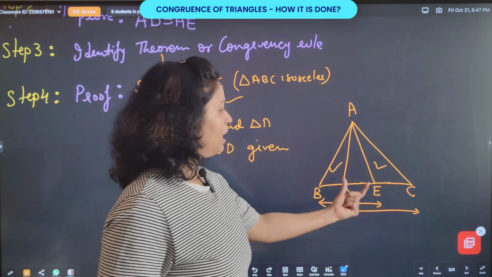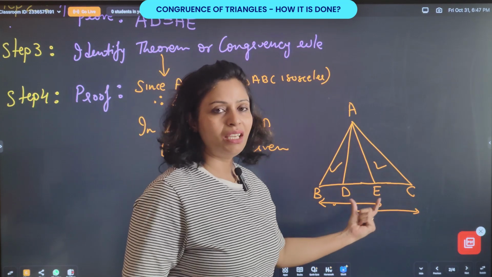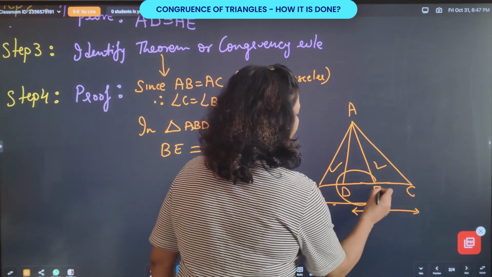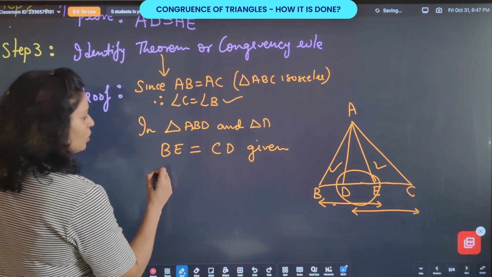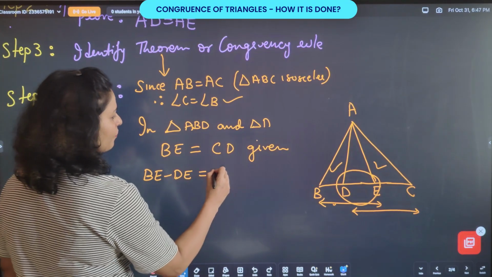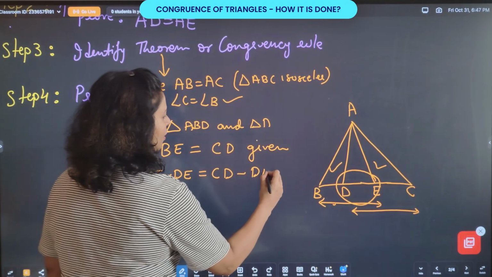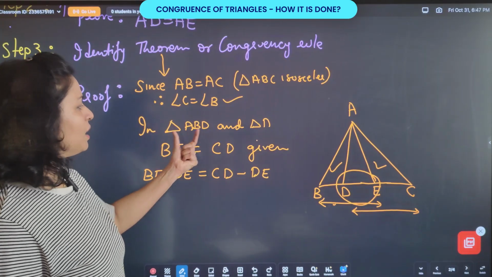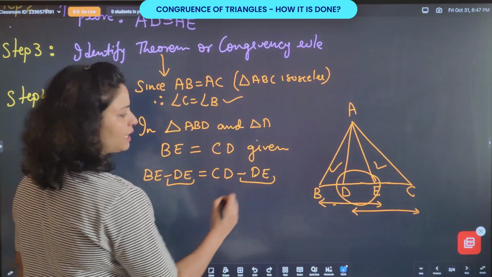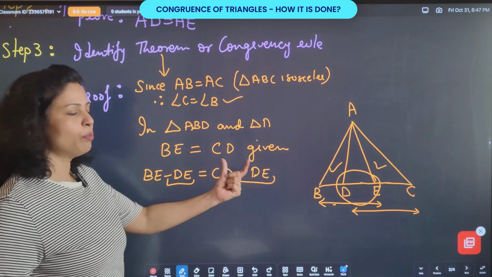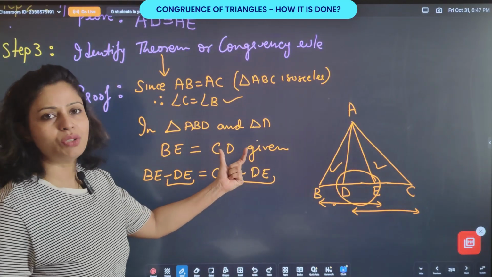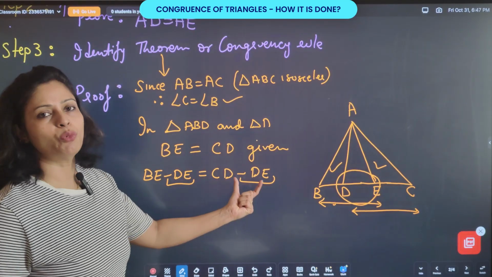Now BE and CD don't belong to these two triangles, right? So what is the common side here? DE is the common side. Okay, so this DE we will subtract on both the sides. Why are we doing so? Because BE is equal to CD is given to us, so we are subtracting equals from both the sides. It does not change anything. Still BE remains equal to CD because we are subtracting equals from equals.